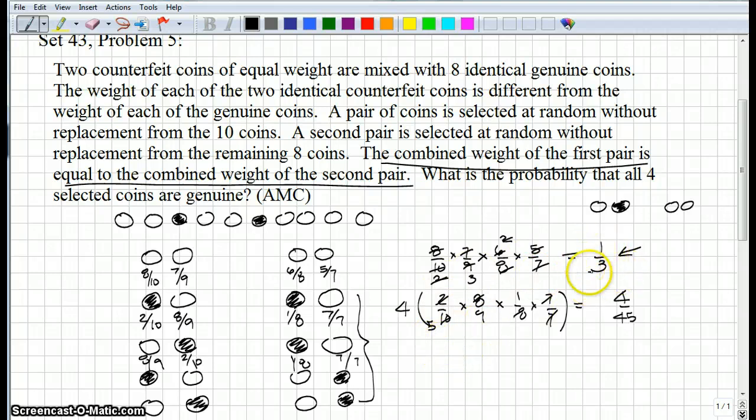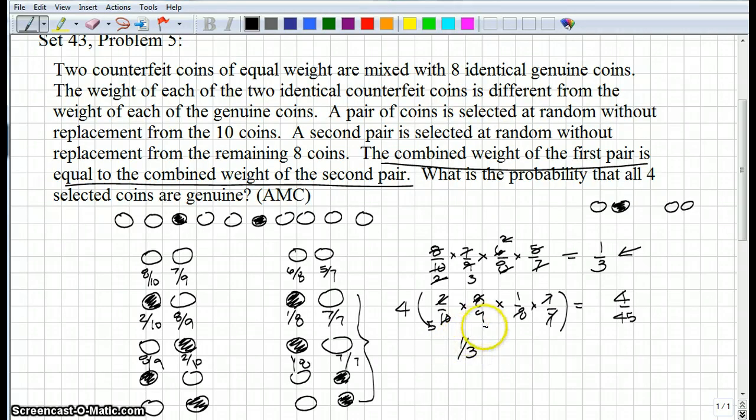So we have a probability of 1/3 that they're going to be genuine, and that's out of all of the possibilities. And we have probability of 4 45ths that we're going to have 1 counterfeit on each side. And that's, again, out of all the possibilities. And so let's take the ratio, 1/3.